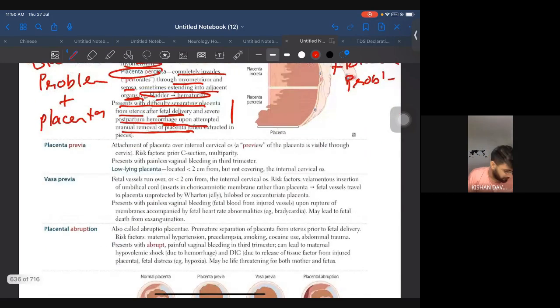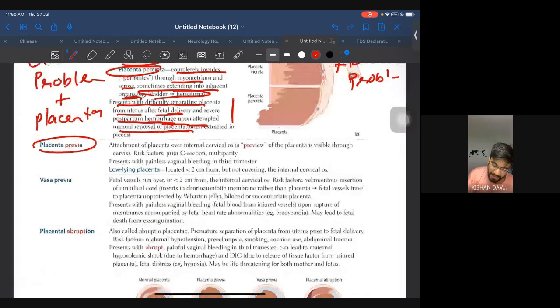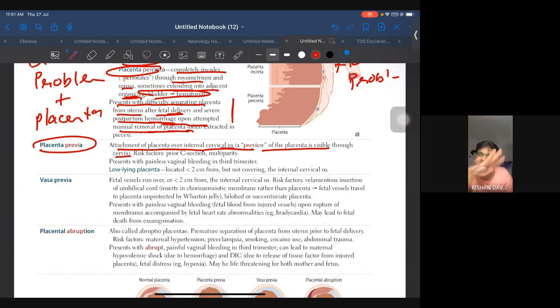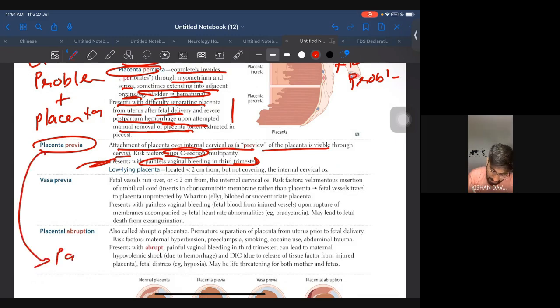Moving to placenta previa. Okay, placenta previa. Attachment of placenta over the internal cervical os. A preview of placenta is visible through the cervix. Okay, now they will say the placenta is visible towards the cervical hole or internal cervical os. Clear, this line will be given in the question. If it looks like this, placenta previa is the answer. Okay, risk factors here also include C section. Presents with painless vaginal bleeding in third trimester. Painless. Okay, now how to distinguish this from placental abruption? Placental abruption will be painful and this will be painless. So this one word is also going to help you in the diagnosis. Painless means placenta previa, painful means placental abruption.